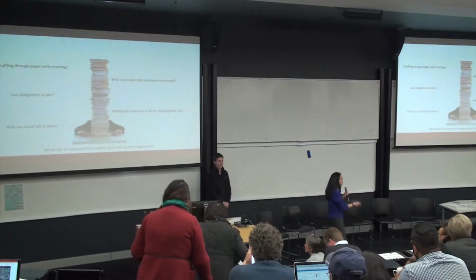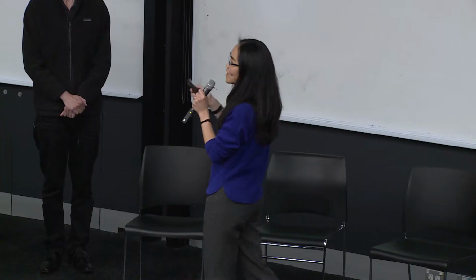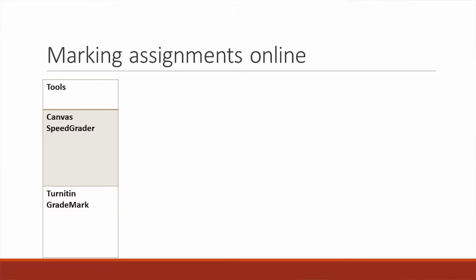You can get your students to submit the assignments online in Canvas, and you can mark online. We have two tools that are both integrated in Canvas: the native Canvas SpeedGrader and Turnitin GradeMark. They both provide very similar features, so I'm just going to highlight a few key differences so that you can pick and choose depending on what suits you.